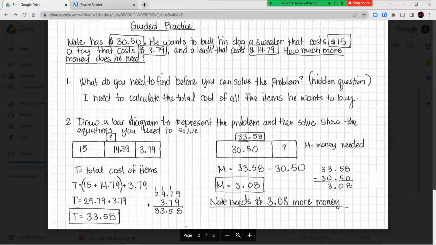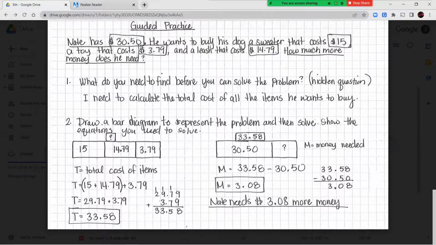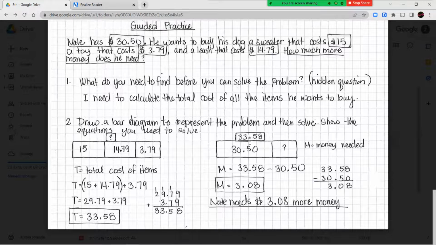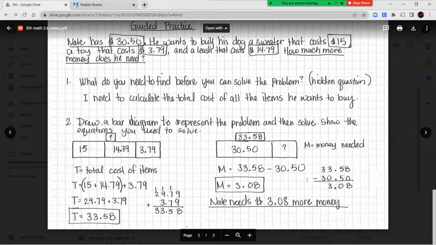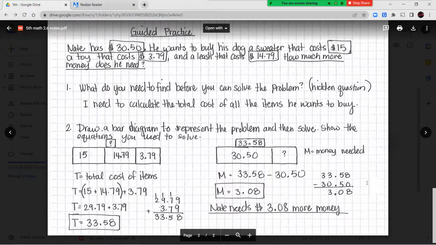Now, we know that he has $30.50. So we put the total cost on top in a new bar diagram. That's our total. One of the parts is the money that he has, $30.50. And the other part we don't know is going to be M, the money that he still needs. So in order to find that, we're going to take our total of $33.58. We're going to subtract from it the $30.50. And you can see I stacked and subtracted here on the bottom right. And it came up for a difference of $3.08. So Nate needs another $3.08 to be able to buy all of the things that he wants to buy for his dog.